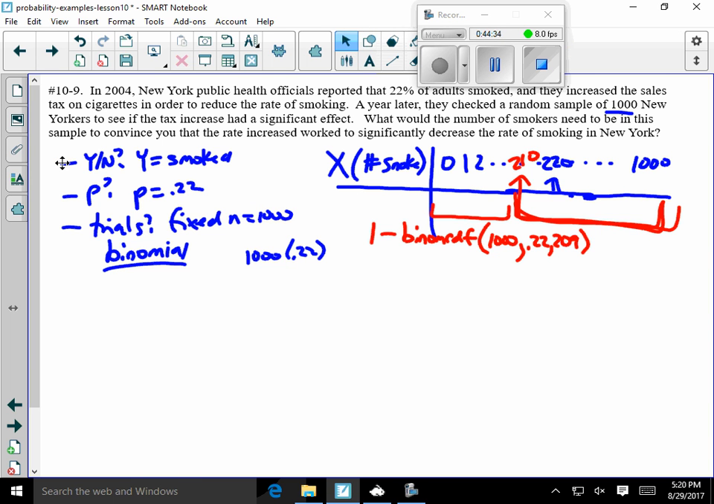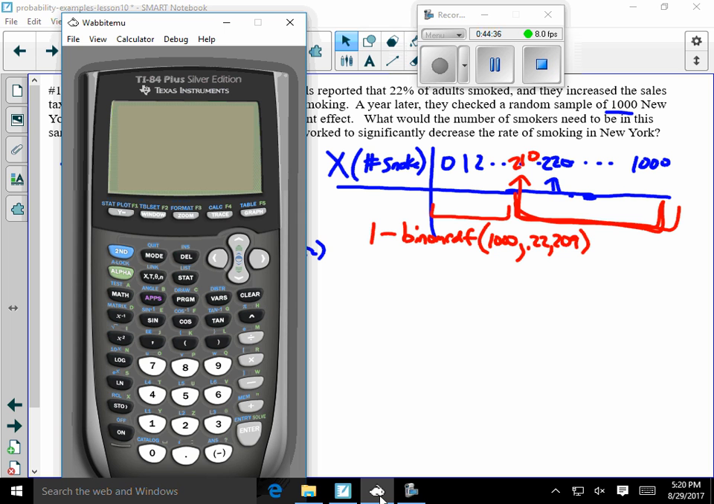So let's just calculate that really quickly, right? That would be 1 minus the binomial distribution CDF function. If we had 1,000 trials where there's a 22% chance that someone smoked, and we wanted to know from 0 up to 209, we could subtract that, right? So that probability would be 78%, right? There's a 78% chance of that happening, right?